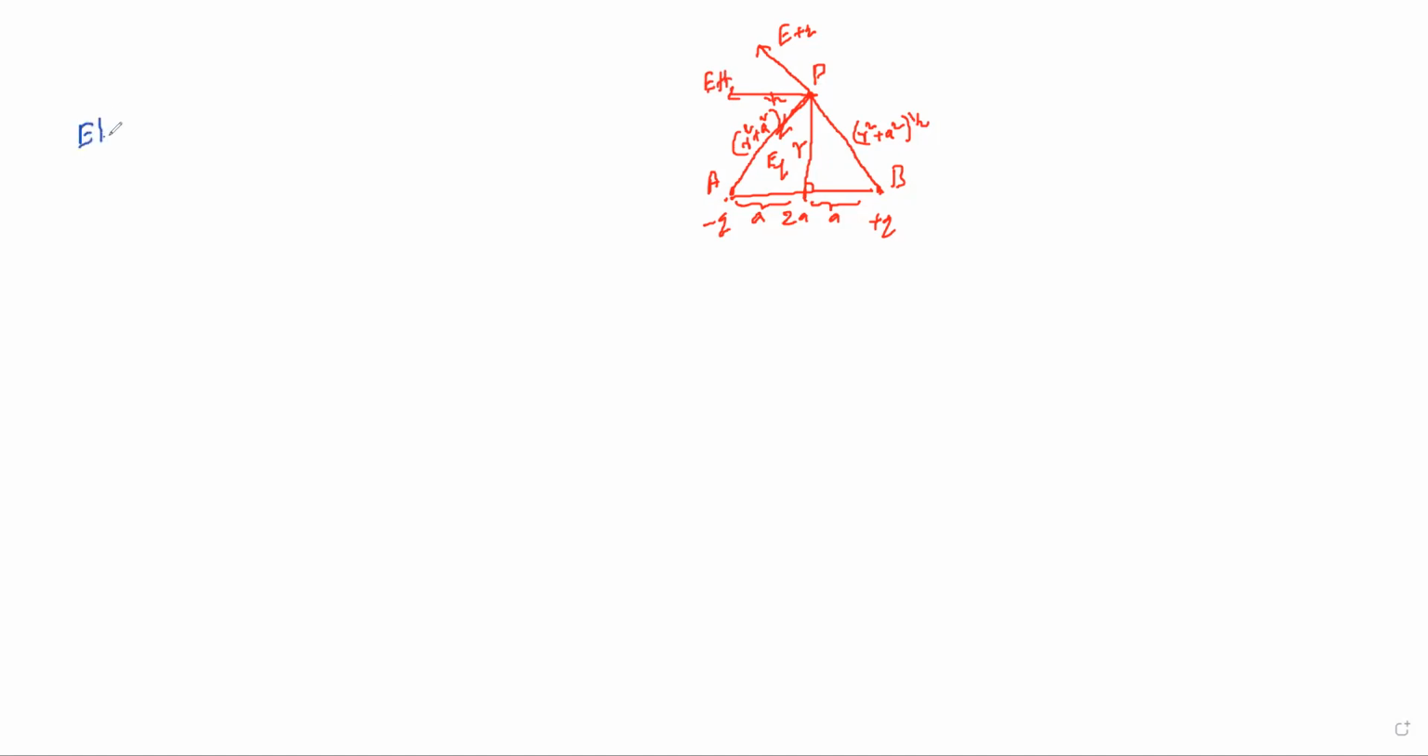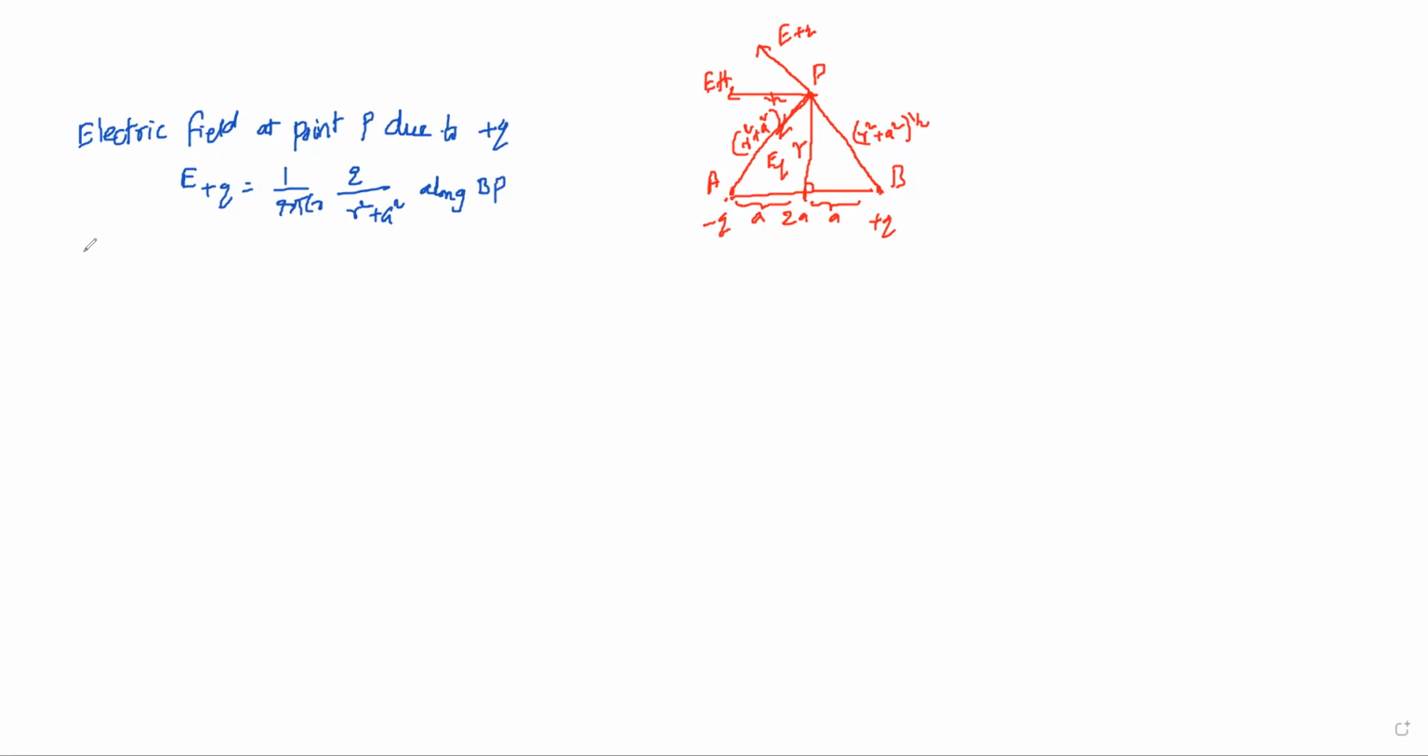All right. Now, electric field at a point P due to plus Q. So E plus Q is equal to 1 by 4 pi epsilon naught into Q by r square plus a square along BP direction.